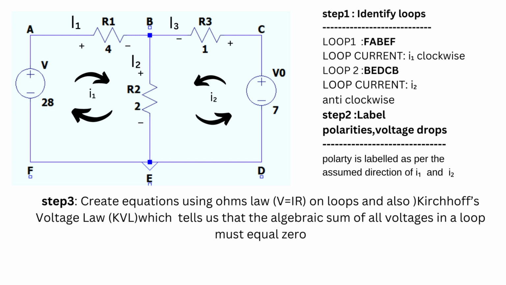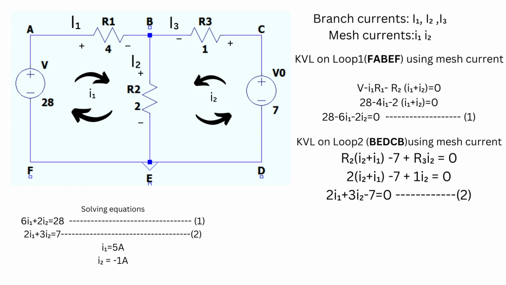Step 2 is labeling the polarities of the circuit using the directions of the loop currents I2 and I1. Now plus and minus signs are given on R1, R3 and R2. Polarity is labeled. Now KVL means the algebraic sum of all voltages in a loop is 0.